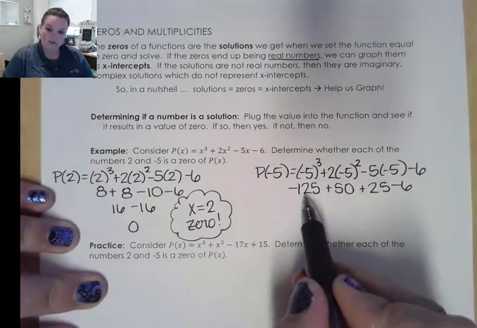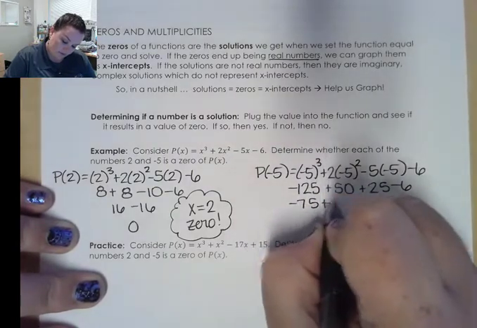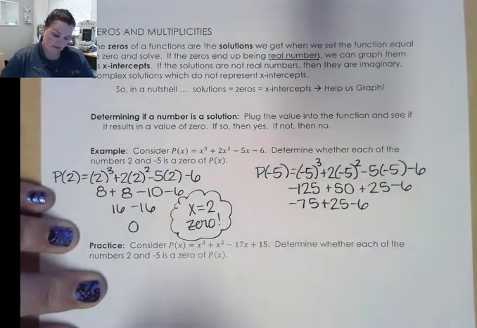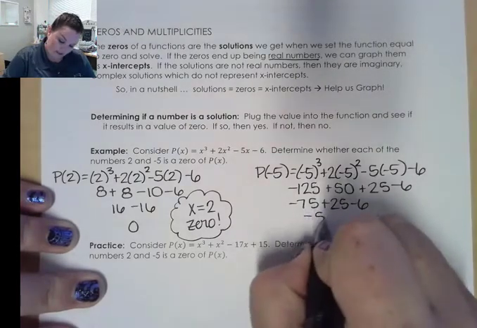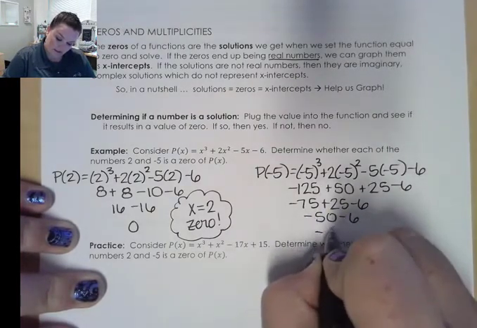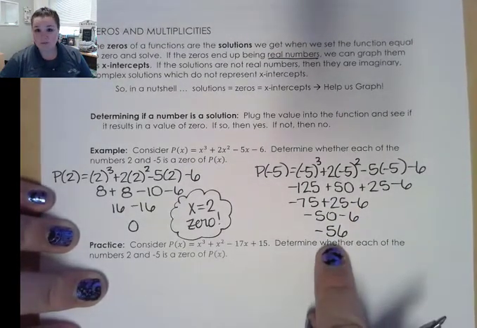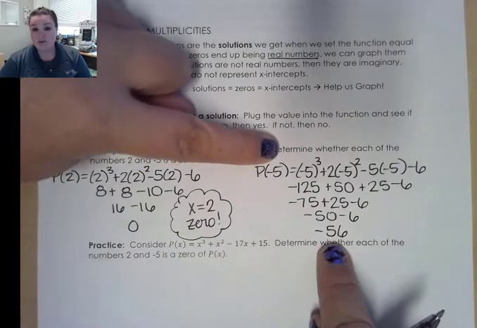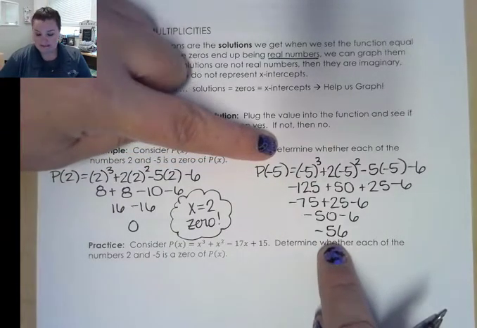So -125 plus 50 gives me -75 plus 25 minus 6. -75 and 25 gives me a -50 minus 6, so we're ending up with -56. So because it does not equal 0, then that means the number that we plugged in is not a 0, right? It's not going to be an x-intercept.